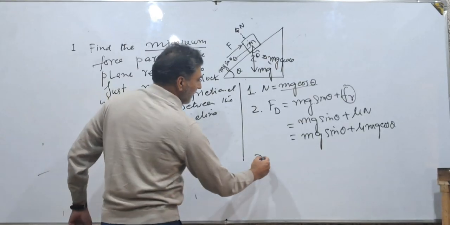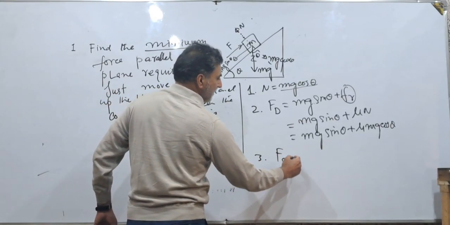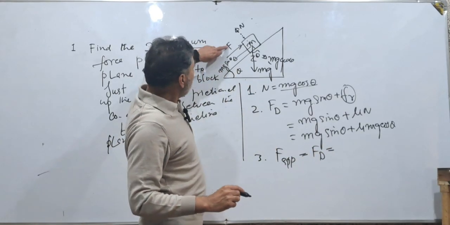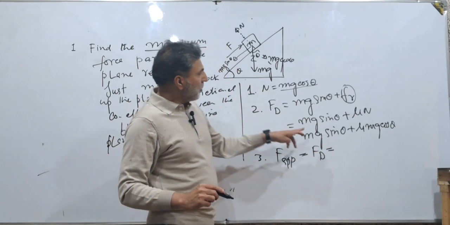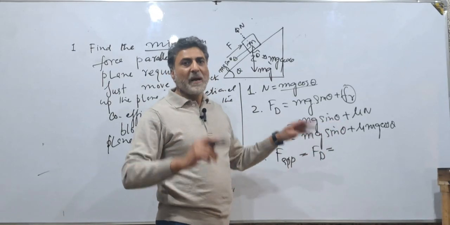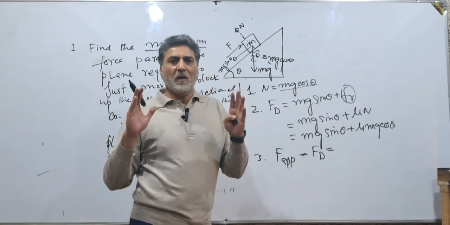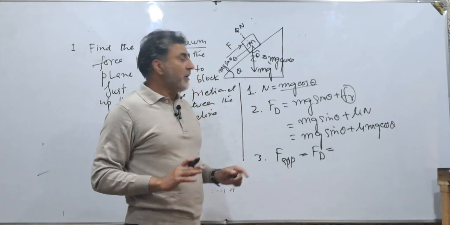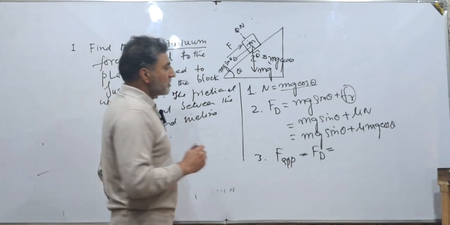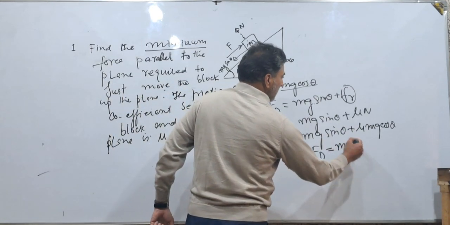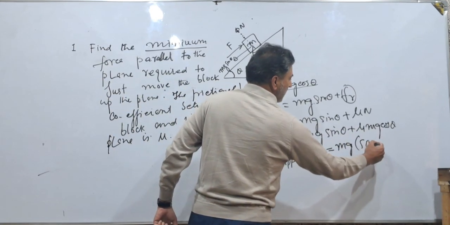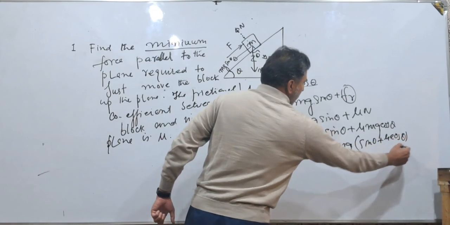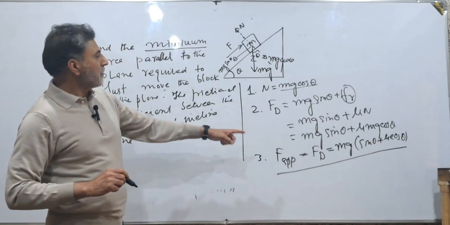So it becomes very simple. F applied is equal to F down, that is equal to ये फोर्स जो मैं अप्लाई कर रहा हूं, ये इन दो फोर्सेस के सम के बराबर होना चाहिए ताकि बॉडी मूव करे अपवर्ड्स विद ए कांस्टेंट वेलोसिटी. So if you apply force more than this, then the body will accelerate in the upward direction, which I don't want because I need F minimum. So it is mg, कॉमन इन दो को निकालिए, sin theta plus mu cos of theta. That is the answer. This much force you need to apply.